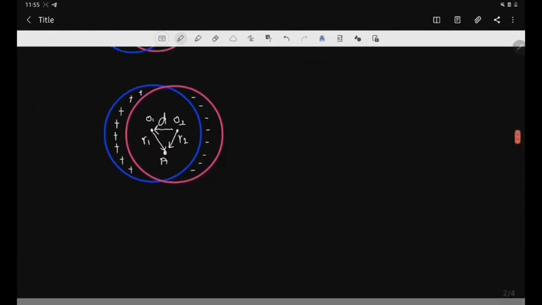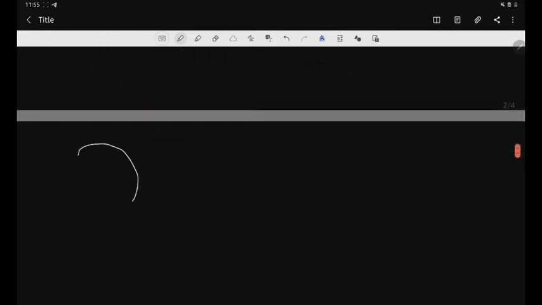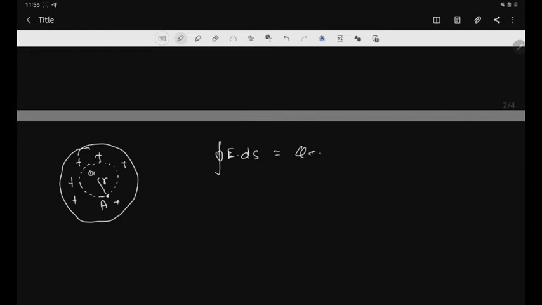So if we consider the positive charge with charges distributed in the volume, then what we want is the electric field at some point A. Here we will be using Gauss law. We will draw the Gaussian surface around this point. This is the center, let us call it O1, and this point A is present at a distance, let us say R. Now by Gauss law we have the integration of E dot dS is equal to Q enclosed divided by epsilon naught.